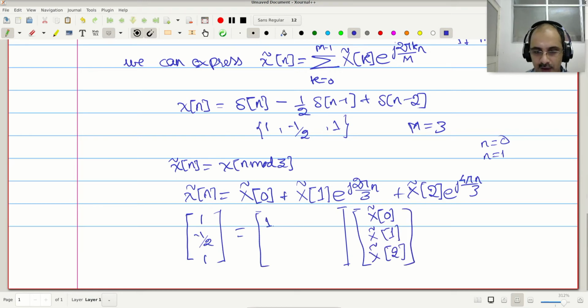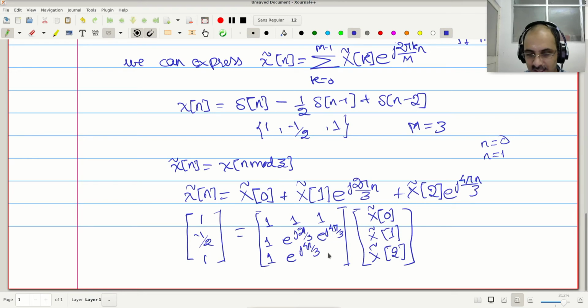Now I will write 1. Okay, and so if you look, I put n is 0, so I get 1, 1, 1. If I put n is 1, I get 1, e power j 2 pi by 3, e power j 4 pi by 3. If I put 2, I get 1 over here, e power j 4 pi by 3, and I will get e power j 6 pi by 3, which is again e power j 2 pi by 3, plus e power j 6 pi by 3. I'm sorry about that. E power j 8 pi by 3. E power j 8 pi by 3 is the same as e power j 2 pi by 3.